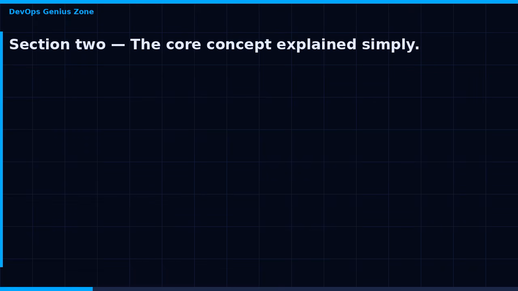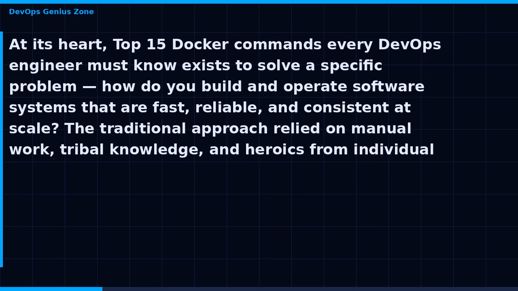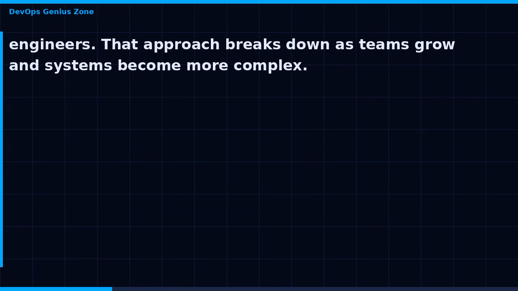Section 2: The core concept explained simply. At its heart, top 15 Docker commands every DevOps engineer must know exists to solve a specific problem. How do you build and operate software systems that are fast, reliable, and consistent at scale? The traditional approach relied on manual work, tribal knowledge, and heroics from individual engineers. That approach breaks down as teams grow and systems become more complex.